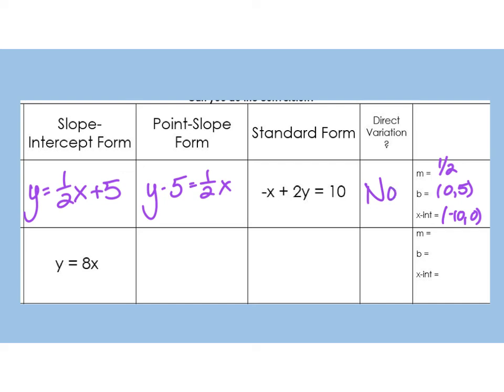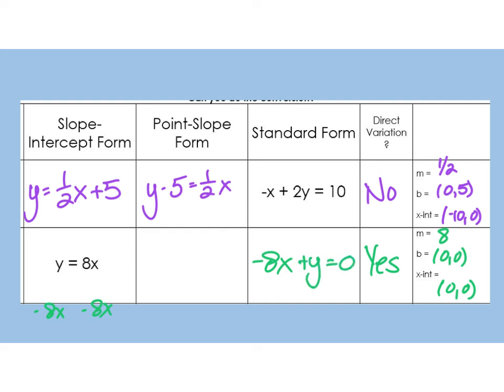All right, now the next one, yes, that's a direct variation, and we know that because the y-intercept is 0, 0, and the x-intercept is 0, 0. We could even say our slope is 8. Now, there is no fraction here, so this one's actually kind of quick to take care of. So I can subtract 8x on both sides. So when I write it in standard form, we have negative 8x plus y equals 0.